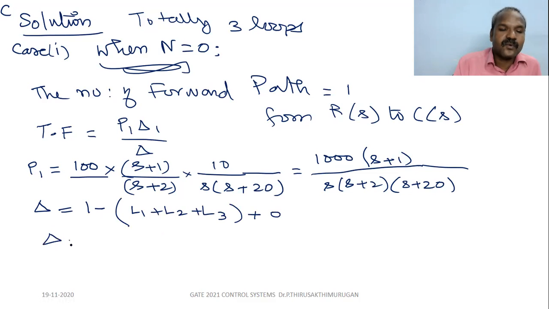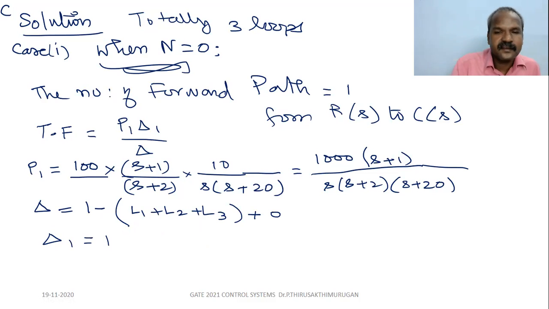So what is delta 1? Which is not touching the first forward path. All the paths are touching. All the individual loops are touching. So there is no possibility, so delta 1 is 1. So what is the transfer function?